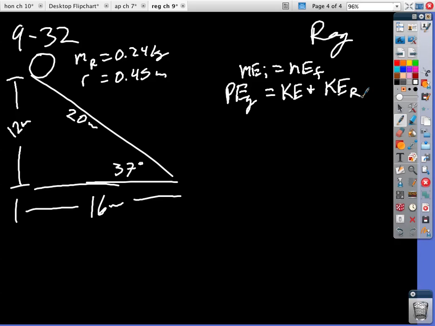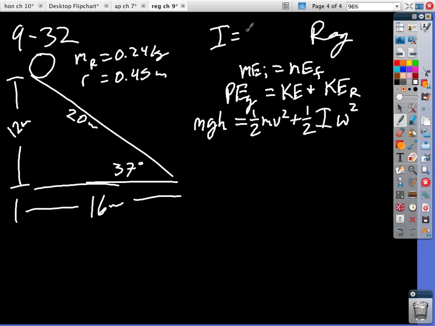Okay, and now I just start going nuts. mgh equals 1/2 mv squared plus 1/2. What is m in rotation? I. And then what is v in rotation? Omega squared. Now, what is I for a ring? It's actually mr squared.